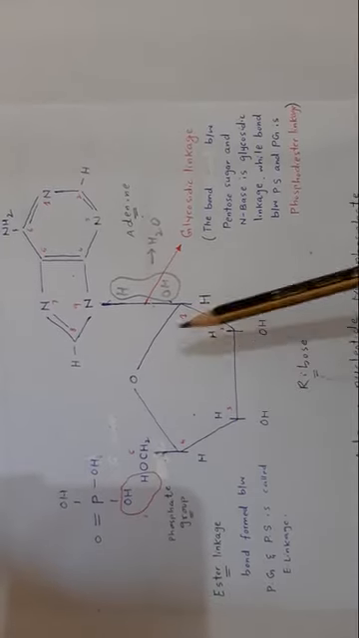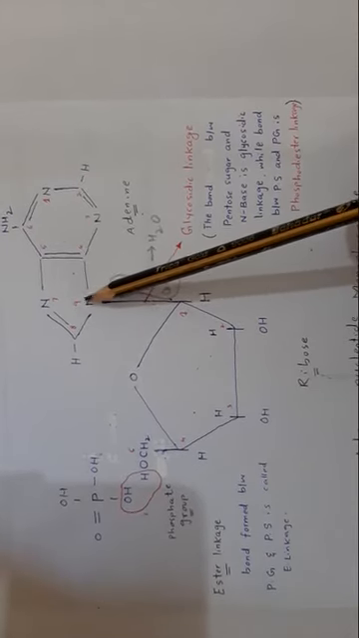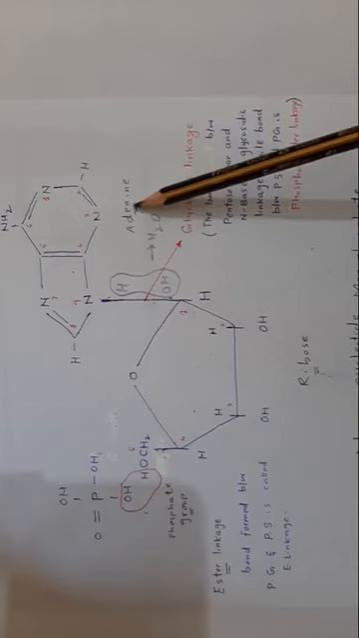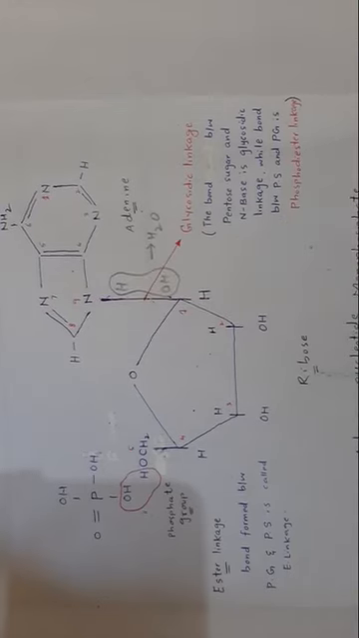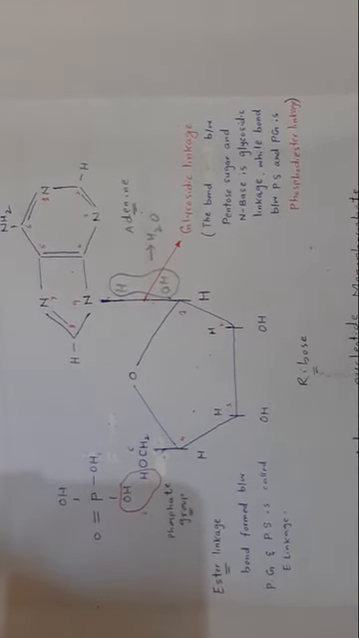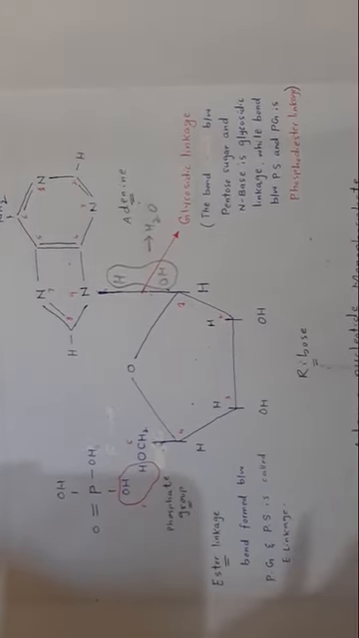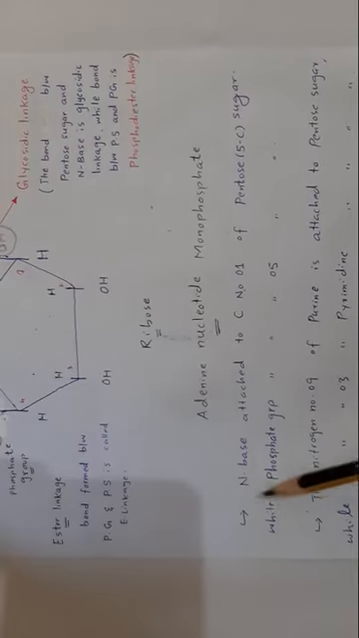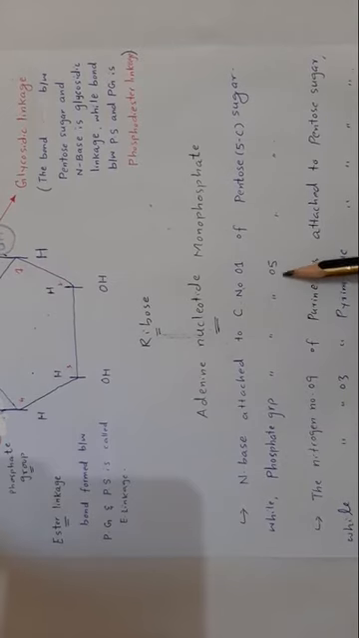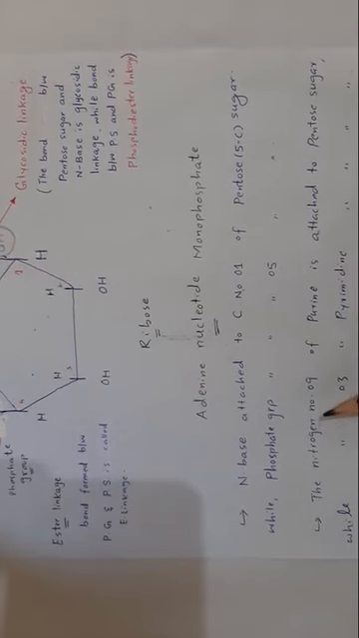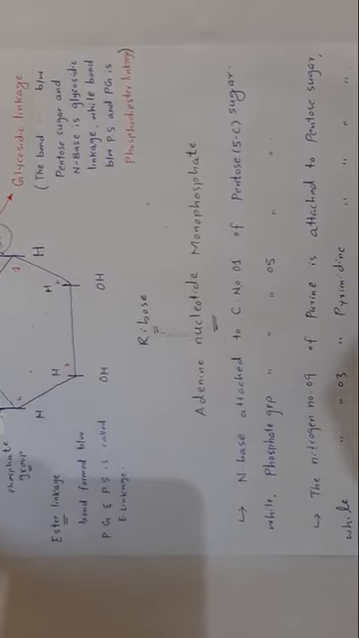And remember that this is the nitrogen number 9 of a purine. Adenine is a purine, a double ring structure having 2 rings. So the nitrogen number 9 of a purine is attached to pentose sugar, while the nitrogen number 3 of the pyrimidine is attached to pentose sugar. As you have seen in the diagram, the nitrogenous base is attached to carbon number 1 of pentose sugar, while the phosphate group is attached to carbon number 5 of the sugar.